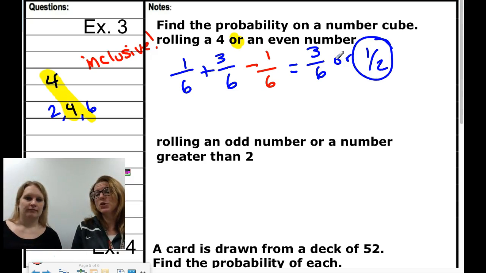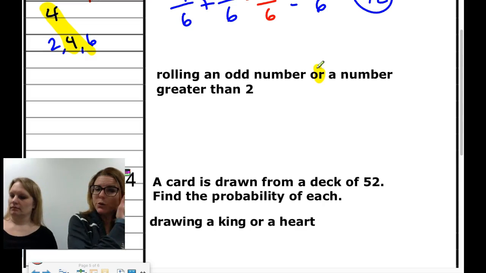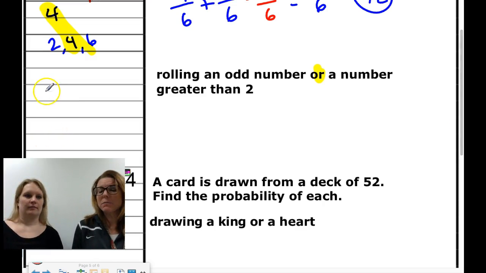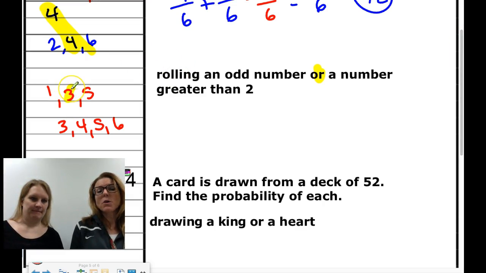That's what you have to do when it's inclusive. Let's go to the next one. Rolling an odd number, or, there's the word or, a number greater than 2. So let's write down all the odd numbers on a cube: 1, 3, 5. And what are all the numbers greater than 2? 3, 4, 5, 6. Let's circle or highlight the ones that are in both: that 3 and that 5.